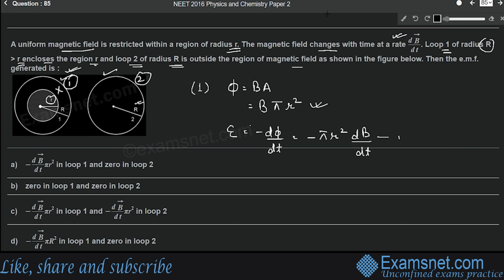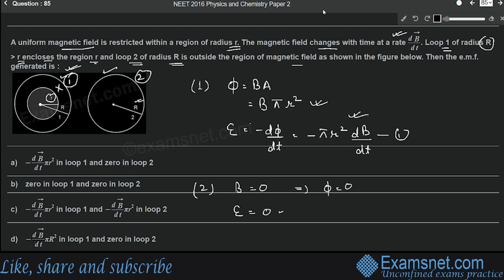Okay, and in the second case, when there is no magnetic field, because it is given that this loop 2 is outside the region of magnetic field, right? So in this case, magnetic field is 0. When the magnetic field is 0, then flux will also be 0. And when the flux is 0, then EMF will also be 0. Okay, so it is minus pi r square dB by dt in case of the first loop and 0 in case of second loop. Okay, so let's check.